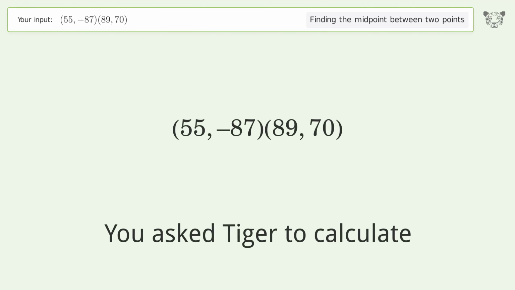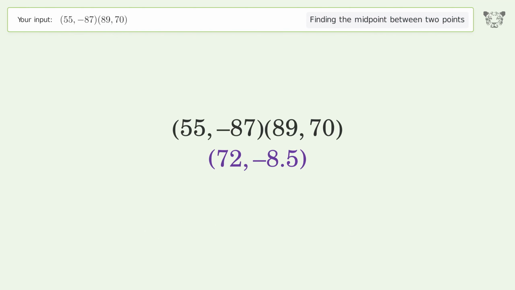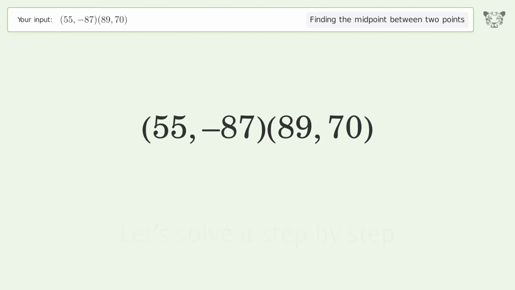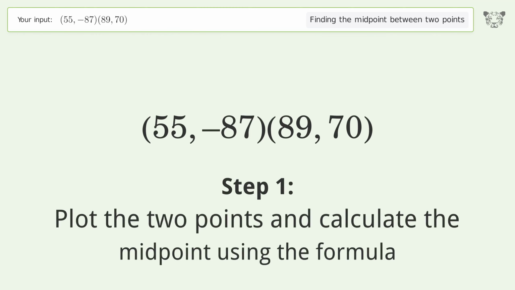You ask Tiger to calculate. This deals with finding the midpoint between 2 points. The midpoint between the 2 points is 72, -8.5. Let's solve it step by step. Plot the 2 points and calculate the midpoint using the formula.